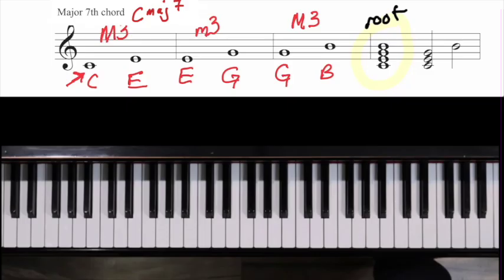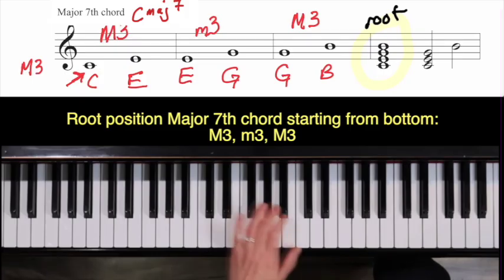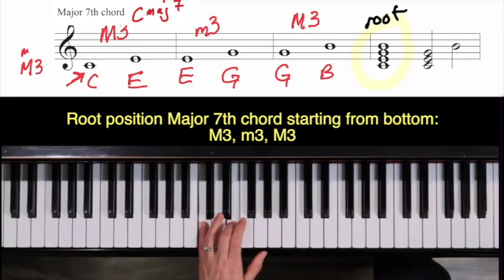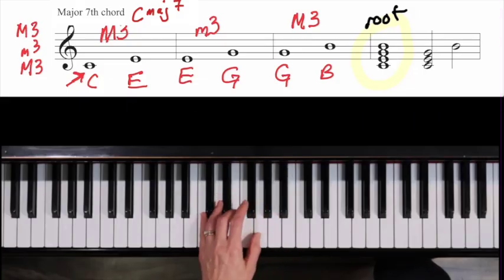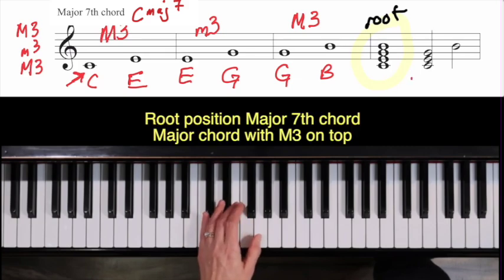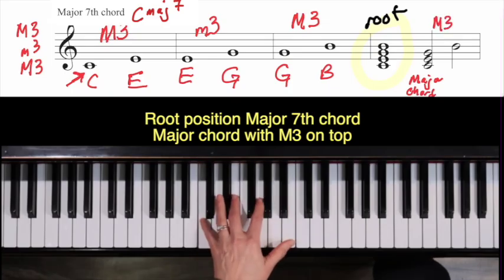So when we are creating a major seventh chord, starting from the bottom, it's going to be major third, minor third, and major third. Another way of thinking about it that works for many people is a major chord plus a major third on top. So get used to how that one sounds.